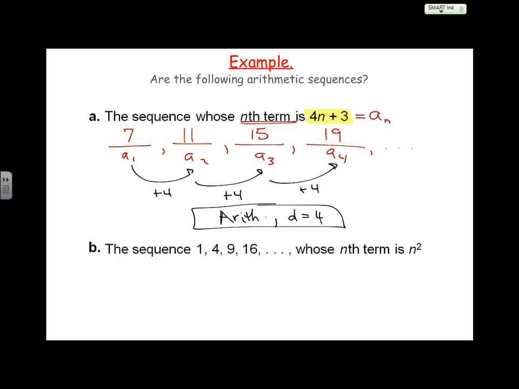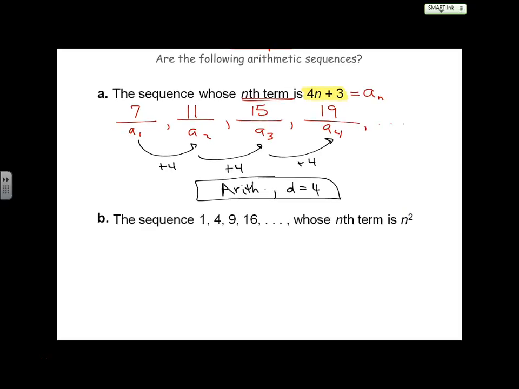Now, question. In letter B, they've given us some terms, and they've given us the nth term formula. Remember, whenever they say that nth term, that means this is A sub n, or vice versa. If they say A sub n, we know it's the nth term. Does this one work to be arithmetic? No. Now, is there a pattern? Yeah. What would the pattern be? Plus 3, plus 5, plus 7. You guys see how I'm adding on?